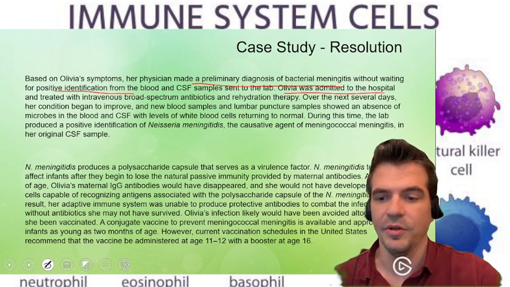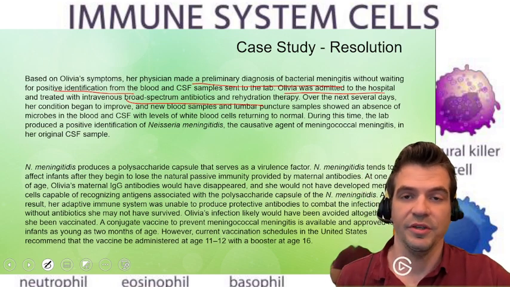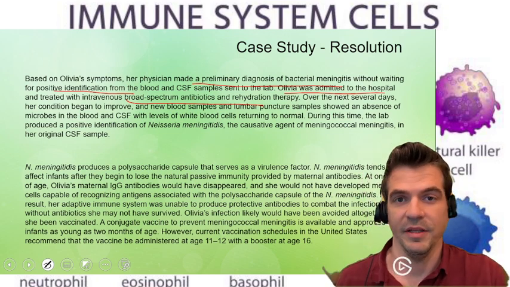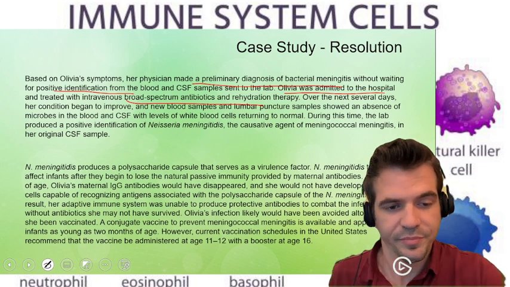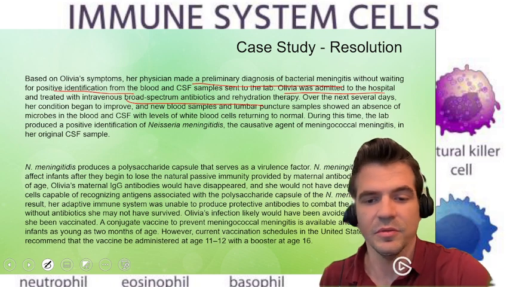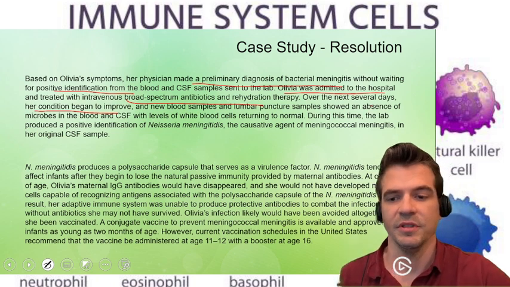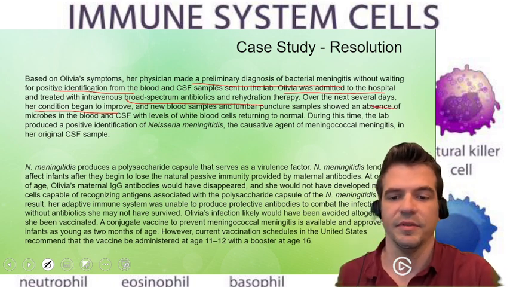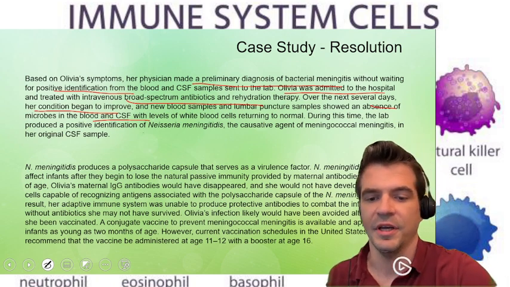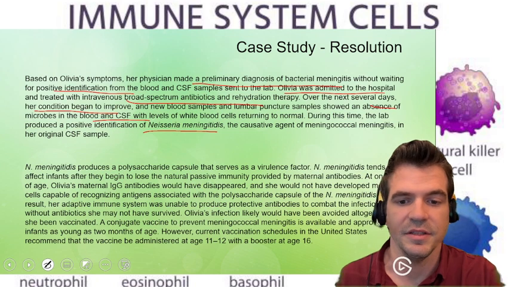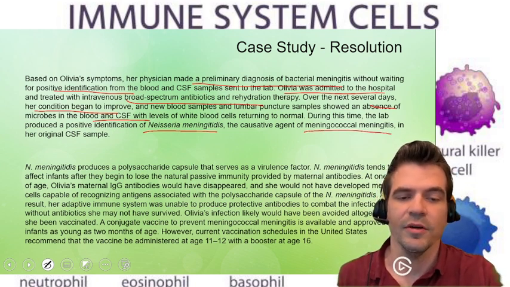So, admit to the hospital and treat with broad spectrum antibiotics because you don't know which bacteria made the meningitis. There's a couple of different types that could be. Over the next several days, condition began to improve, and the new lumbar puncture showed absence of the bacterial pathogen in the CSF. Okay, and after this time, they did positively identify it as Neisseria meningitidis, the causative agent of meningococcal meningitis.